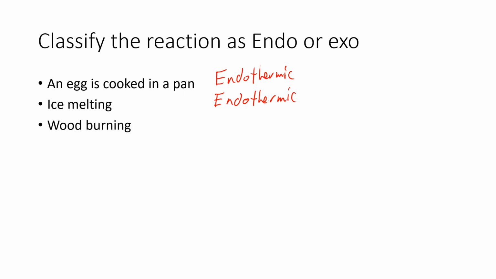Now, wood burning. Okay, so here's where it gets a little bit tricky sometimes, because you're probably thinking of wood burning or paper burning. How do you do that? Well, if you want to burn some wood, you've got to put a lighter to it, right? Or you've got to add some heat to it to start it burning.